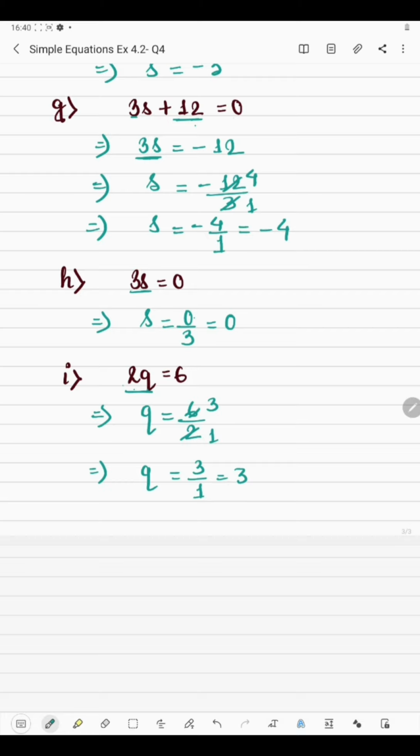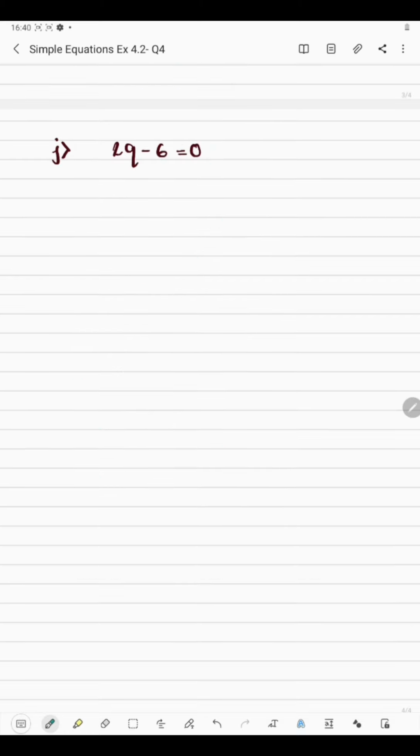Okay. Now coming to the next part, we have 2q minus 6 is equal to 0. So as I said, plus or minus, whatever is there, at first we will have to remove that, and then we will have to remove this constant from the variable, which is q here. So 2q will remain the same. At first we will transpose 6 to the other side. So minus 6 will be plus 6. So it is 2q is equal to 6.